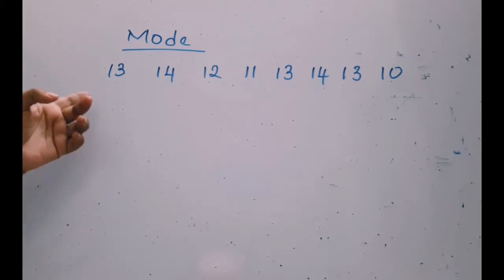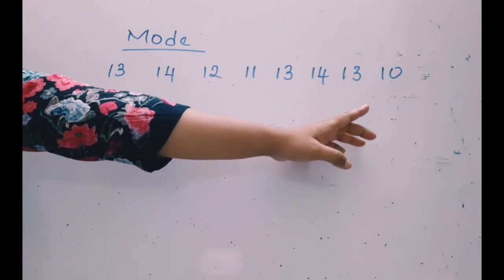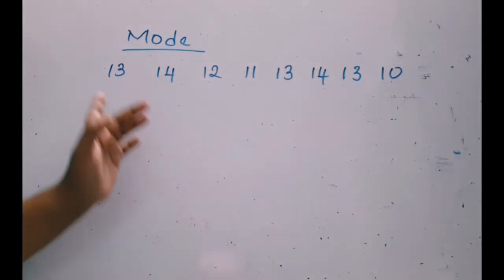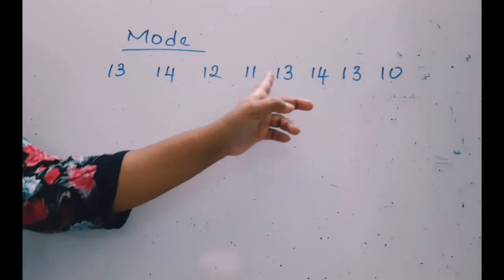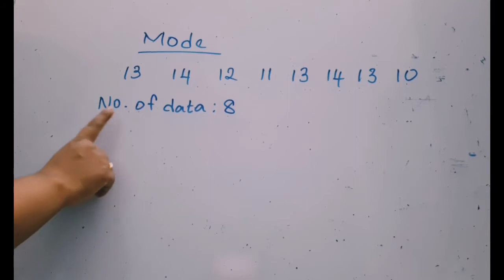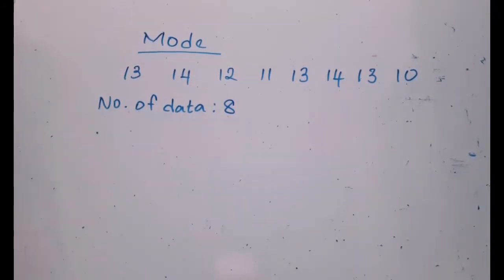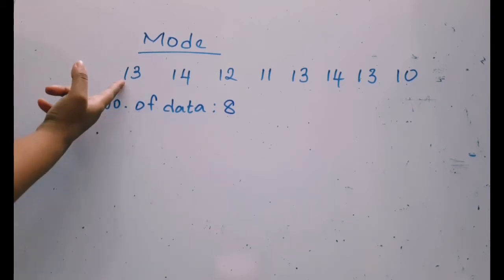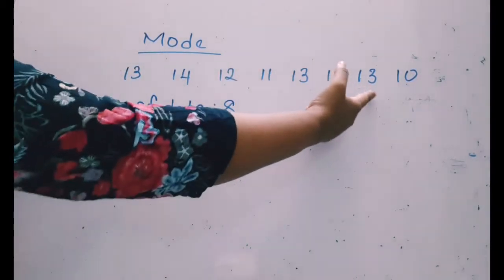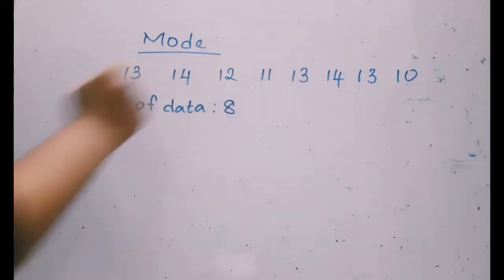So here we have 8 numerical data values. Am I right? When you count them, there are 8 numerical values. So I have written here that the number of data in the above collection is going to be 8. Next, can you see some identical values in this collection of data? Yes, right? 13 has occurred 3 times in here. And again 14 has repeated once in here.